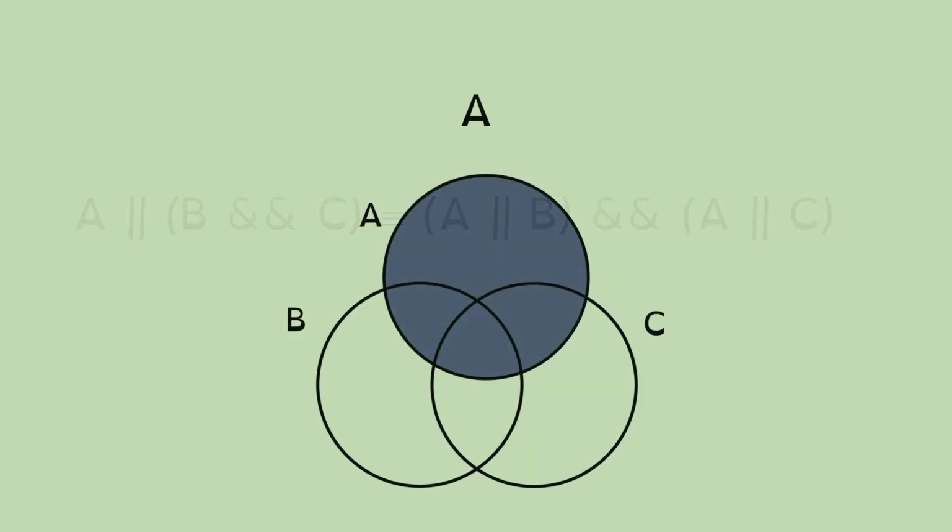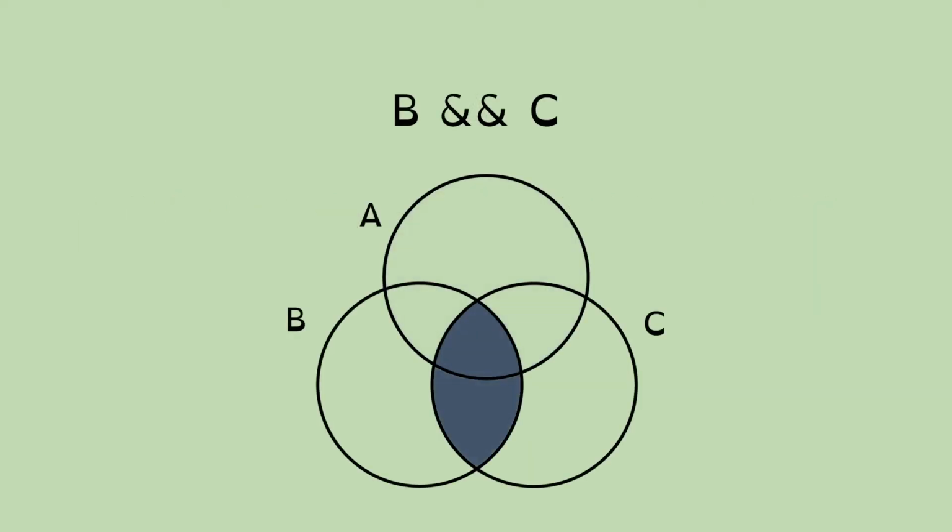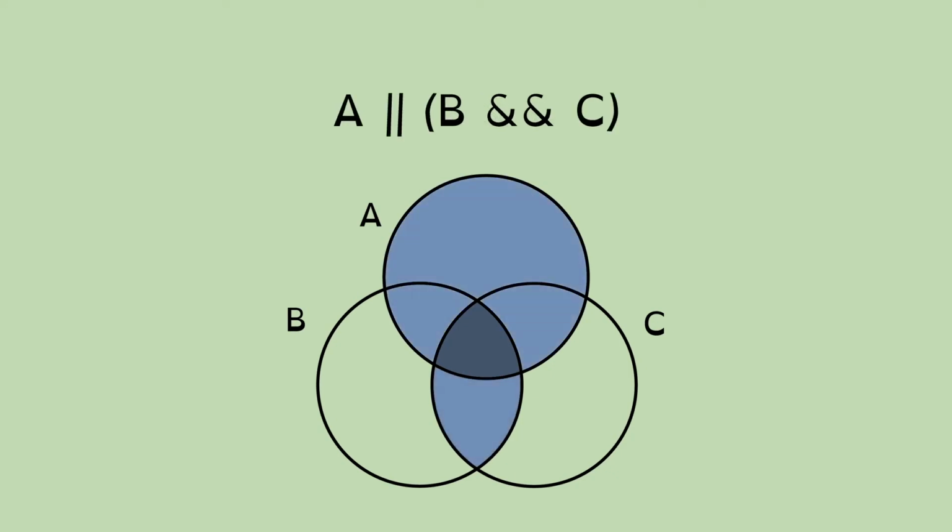Here we go, a proof. We've got A, and then we've got B and C, A or B and C, and it goes dark. And so we've got the whole of the A circle and the intersect between the B and the C circle. And I'm slightly squinting my eyes. This looks a little bit like a head with a beard, a goatee beard.